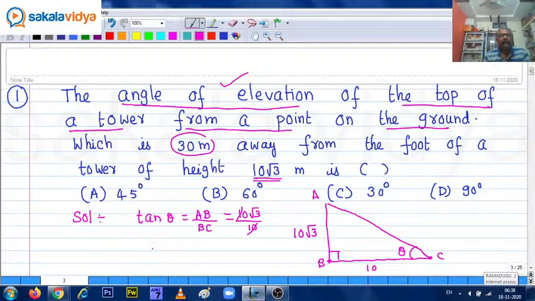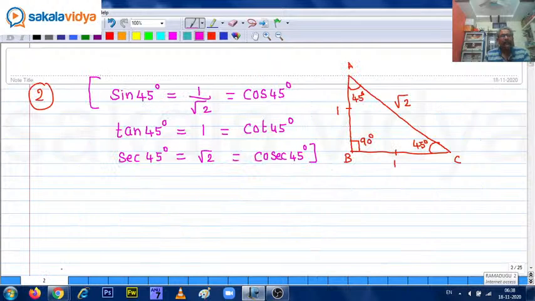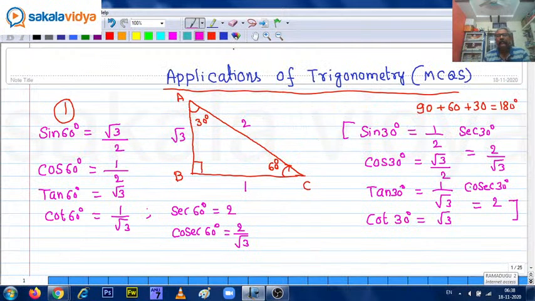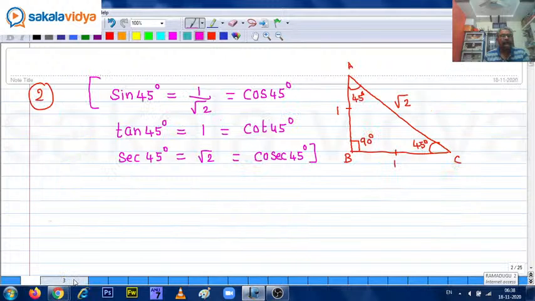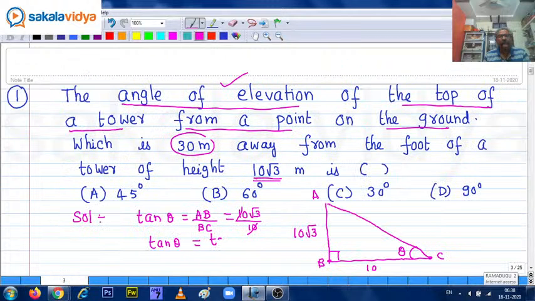Tan theta is equal to root 3, and here tan 60 is root 3. In the place of root 3 you can write tan 60. Therefore, the angle of elevation theta is equal to 60 degrees. So B is the right option.